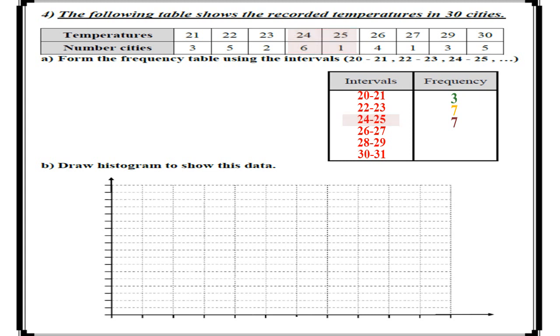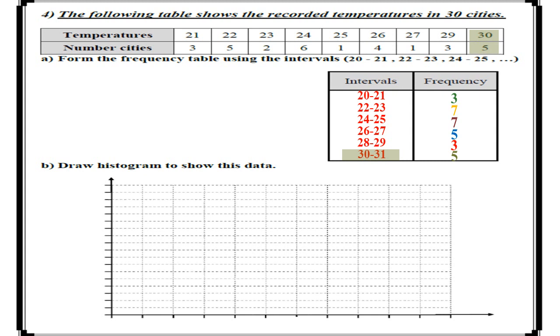From 26 to 27, I have in 26 4 cities and 27 1 city. So the total number of cities is 4 plus 1, which is 5. From 28 to 29, I have in 29 3 cities. The last interval, 30 to 31, I have in 30 degrees 5 cities.